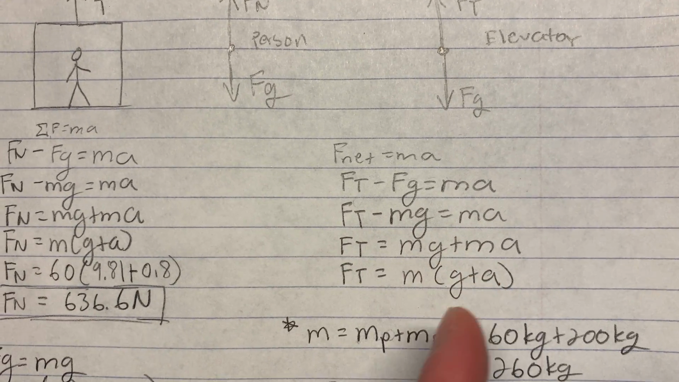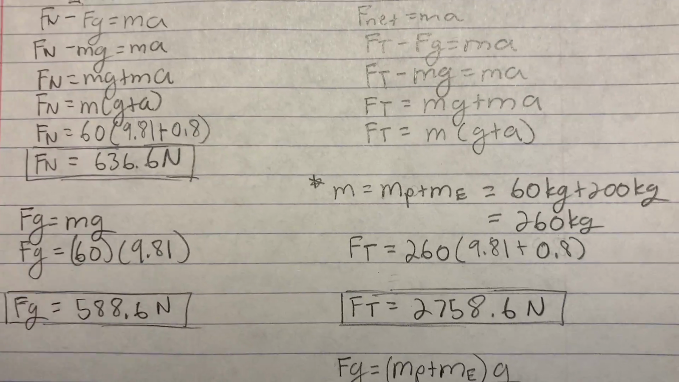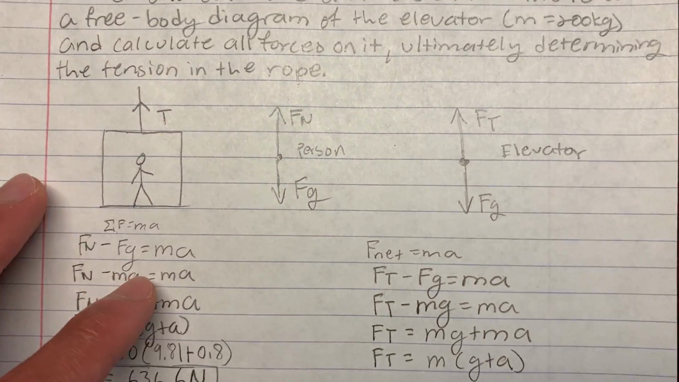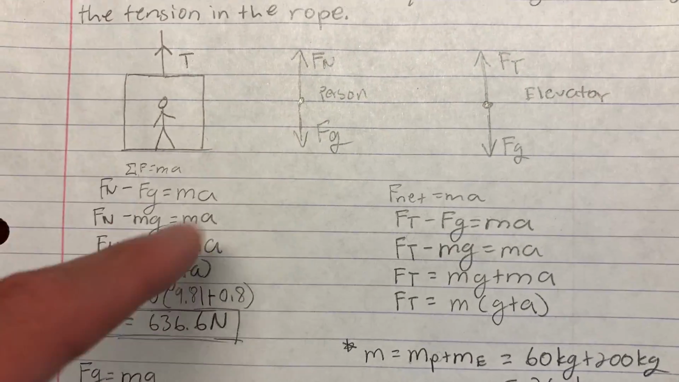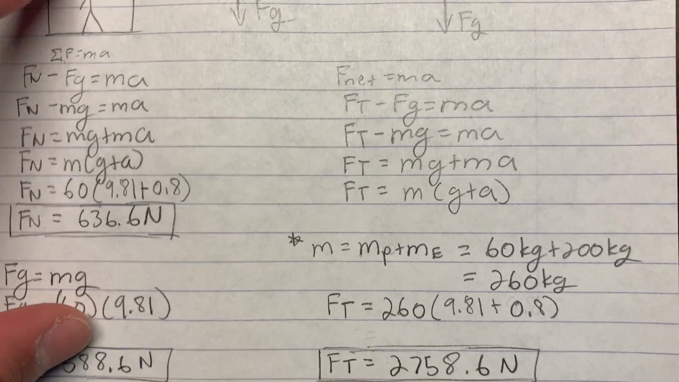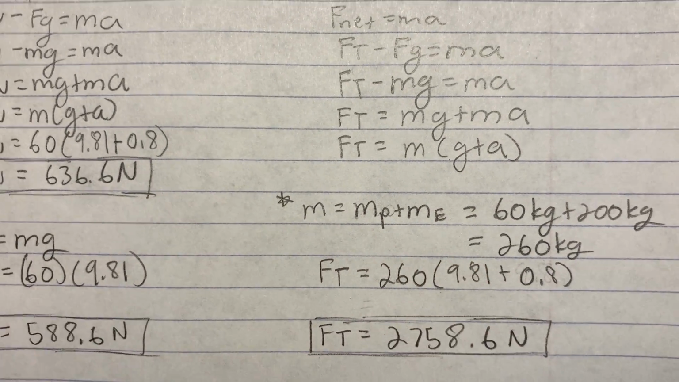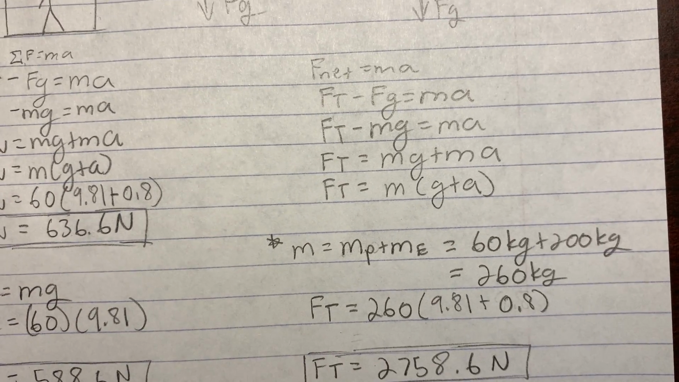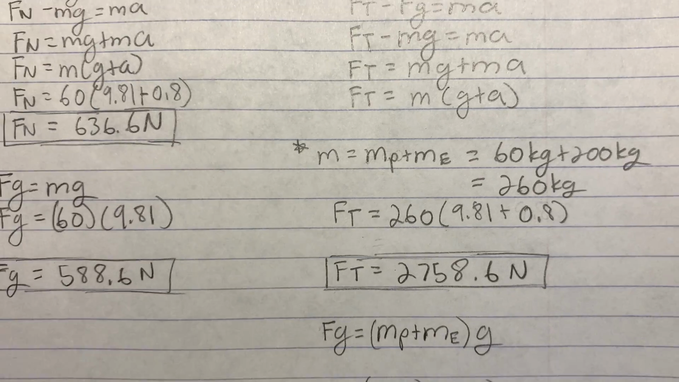You factor out m and you get tension equivalent to mass times (gravity plus acceleration). But in this situation, since we're doing the free body diagram of the elevator, we have to include the person inside for the mass. The whole elevator includes the person. So the mass would be the mass of the person plus the mass of the elevator, 60 kilograms plus 200 kilograms, with 60 being the person and 200 being the elevator, giving a total mass of 260 kilograms.